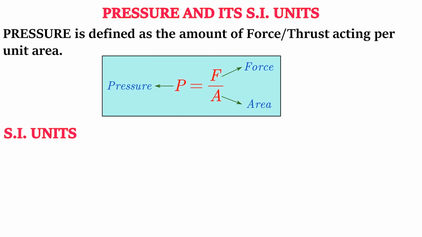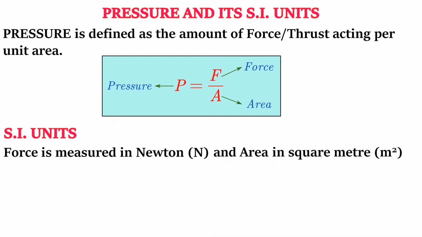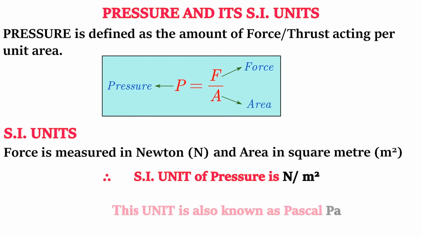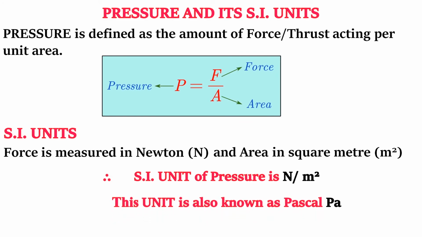Now let's talk about the SI units. The SI unit of pressure depends upon the SI units of force and area. We know that the SI unit of force is Newton and the SI unit of area is meter square. So, the SI unit of pressure is Newton per meter square. This unit is also known as Pascal. In short form, we will write it as Pa.